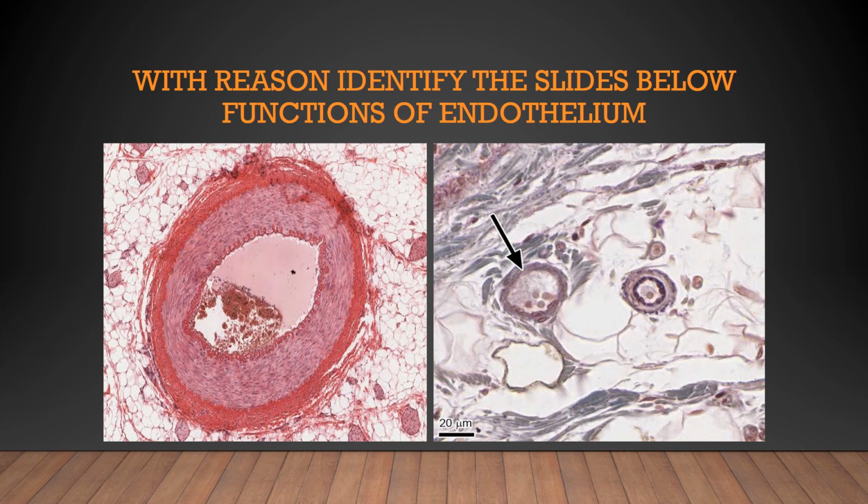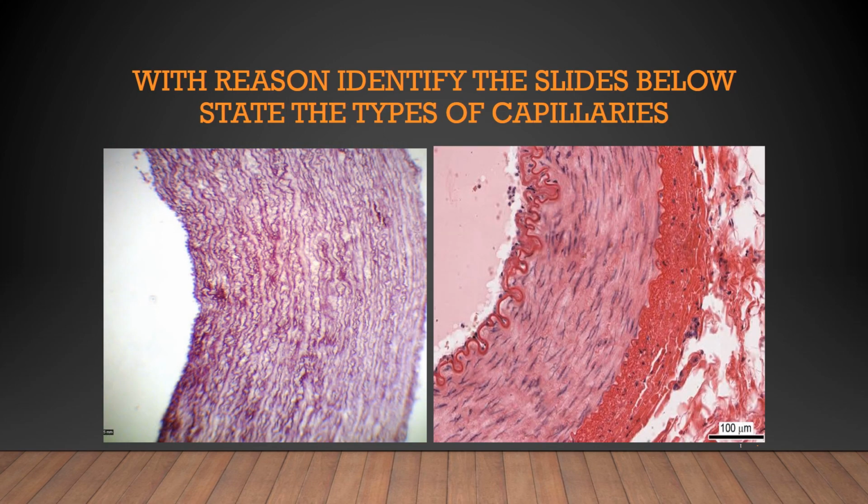The slide on the right is that of an elastic artery, so it contains elastic fibers and has an ill-defined internal elastic lamellae. The slide on the left is that of a muscular artery, so it contains smooth muscle fibers and has a well-defined internal elastic lamellae. As for the types of capillaries, you have continuous capillaries, then sinusoidal capillaries, which are mostly found in the liver and hematopoietic tissue, and fenestrated capillaries, which are found in the kidneys.